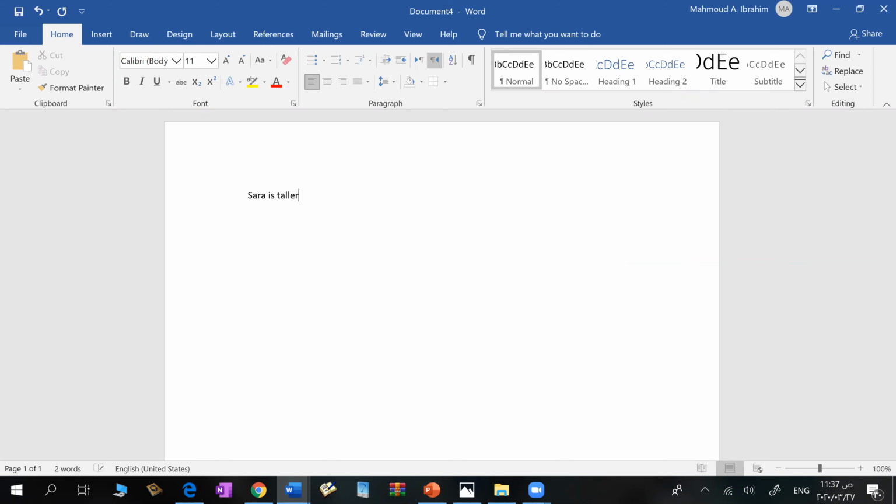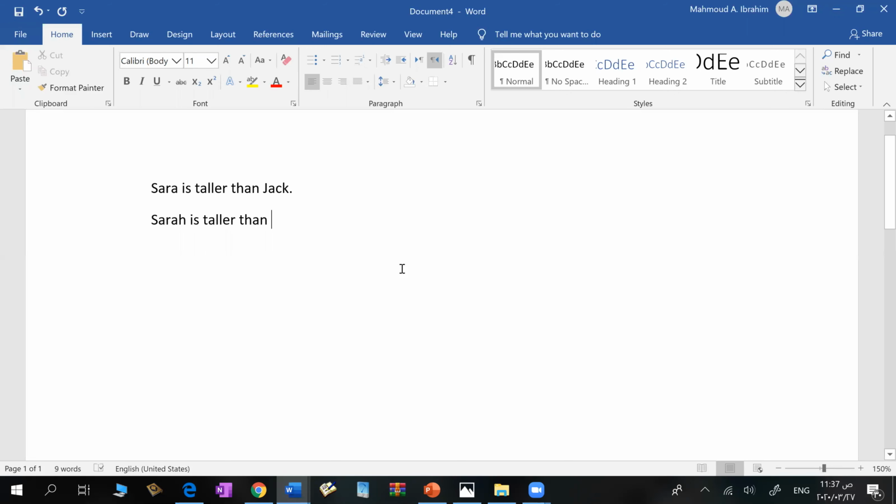Sarah is taller than Jack. The sentence is correct. بعد than قلنا ايه؟ Then we use a noun. We can use a noun phrase, or you can use a verb phrase. Sarah is taller than what? Than Jack is. Why is? Because of the verb is. You need to conjugate, yes, you need to conjugate. Okay. Or Sarah is taller than, if you would like to invert: is Jack. Thank you very much.